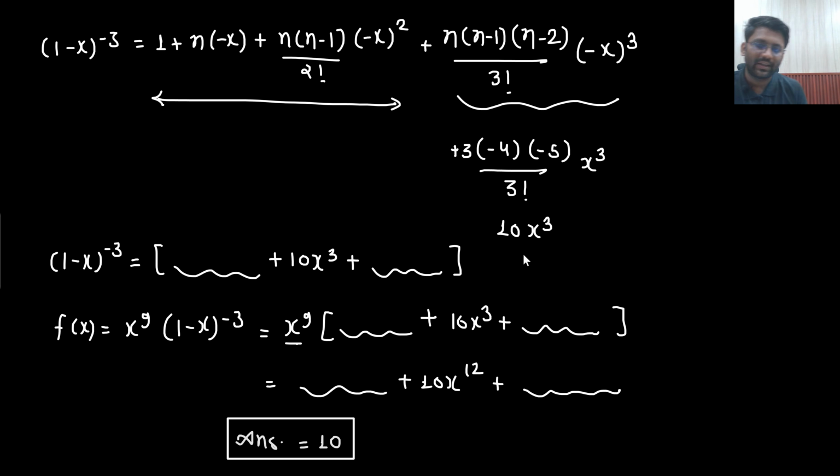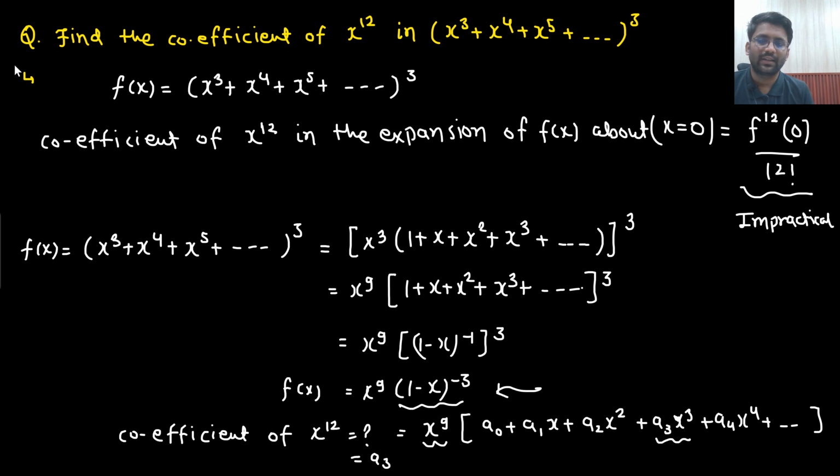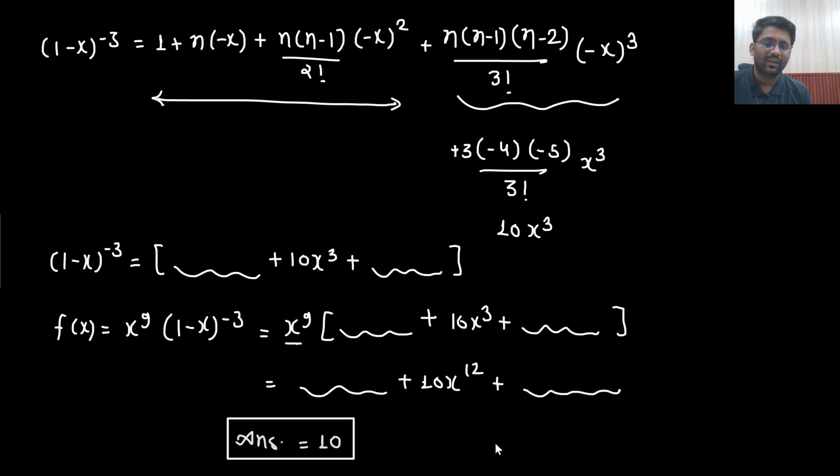So here some factor, here some factor. In between 10x cube would be there. 10x cube multiplied with x to the power 9 will become 10x to the power 12. So what is the coefficient? The coefficient is 10. That's the answer. Understandable? So the answer is 10. The coefficient of x to the power 12 will be 10 only.